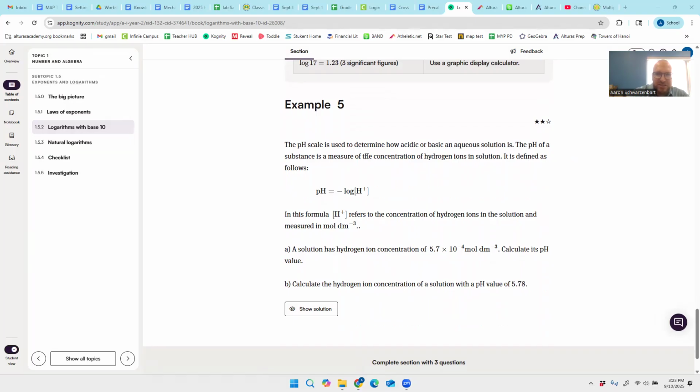Okay, the pH scale is used to determine how acidic or basic an aqueous solution is. Aqueous solution means something that's dissolved in water. The pH of a substance is given by the measure of the concentration of the hydrogen ions in the solution. It is defined as follows: negative log H plus equals pH, where H plus is the concentration of hydrogen ions in a solution measured in moles per decimeter cubed, I think.